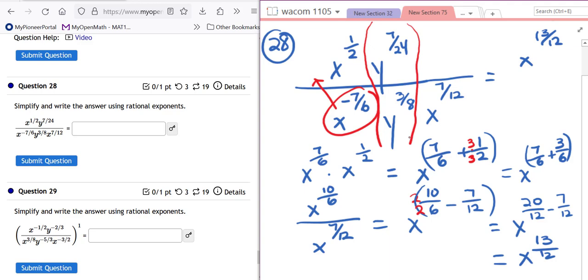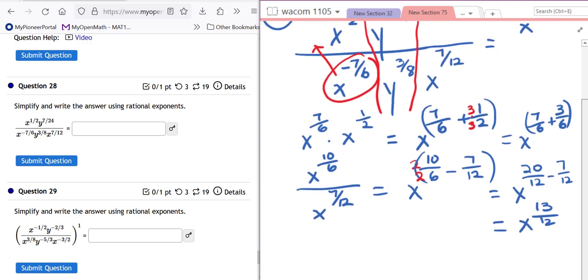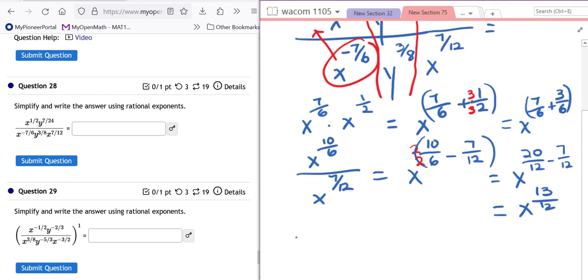And you're going to keep the base and subtract exponents. To subtract them, let's see if I can make this roll down a little bit. 7/24 and 3/8. So y to the 7/24 minus 3/8. Right? Common denominator would be 24, so you need a 3 here. So 7/24 minus 9/24.